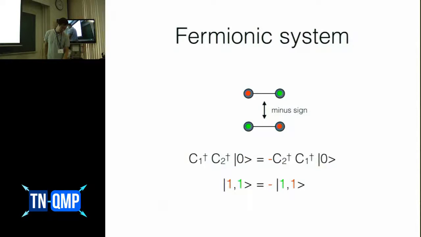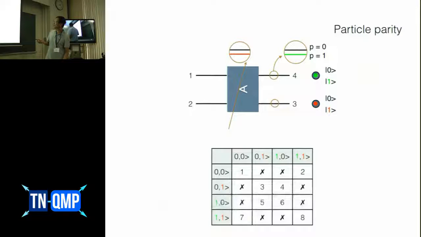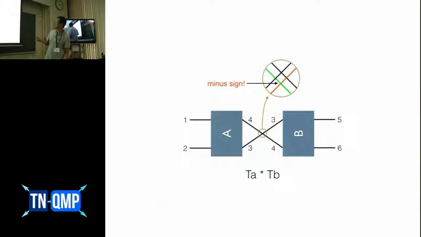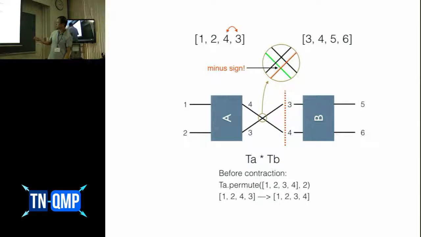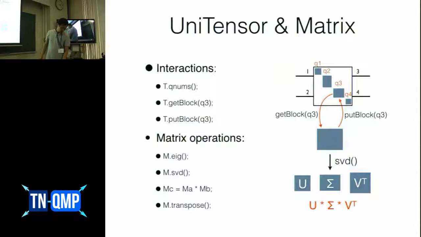Okay, questions? So basically, the fermion parity is taken care of automatically. When you do a contraction, you don't have to worry about where to put the minus sign. The computer will automatically put the proper swap gate, so basically it will change the matrix element.